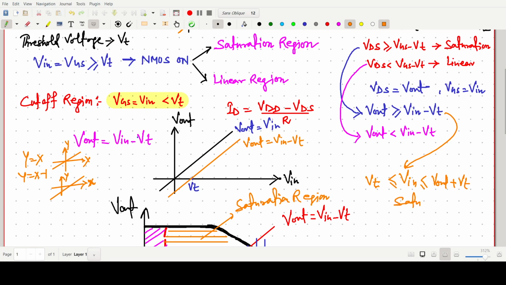The same equation we can write for V in between Vt to V out plus Vt. And if we write the same equation for the linear one, we can say V in should be greater than V output plus Vt. Just reverse it. So this one is the linear region.